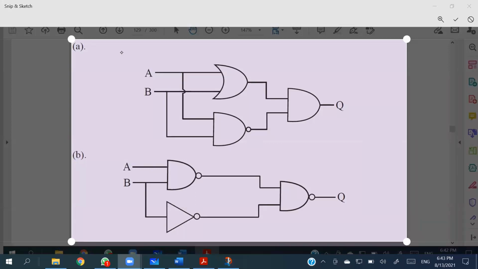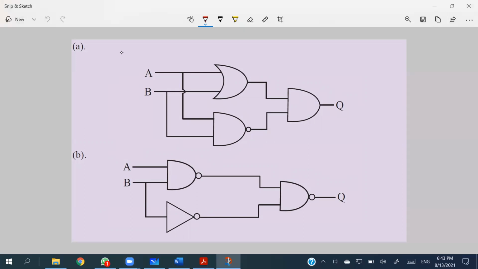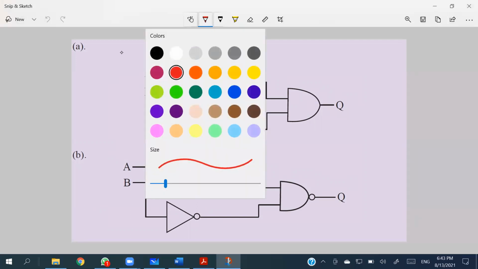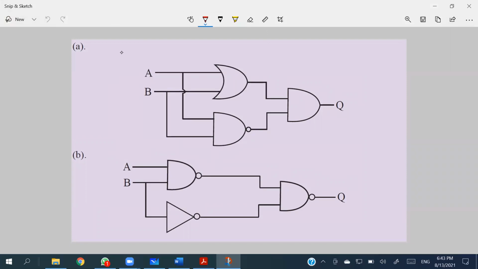Right. So here comes the first one. Just check whether you got it correctly or not, right? So in part A, here it receives A, this receives B. So this is going to give you A plus B, right? And the same A comes here, the same B comes here, and this is a NAND gate.